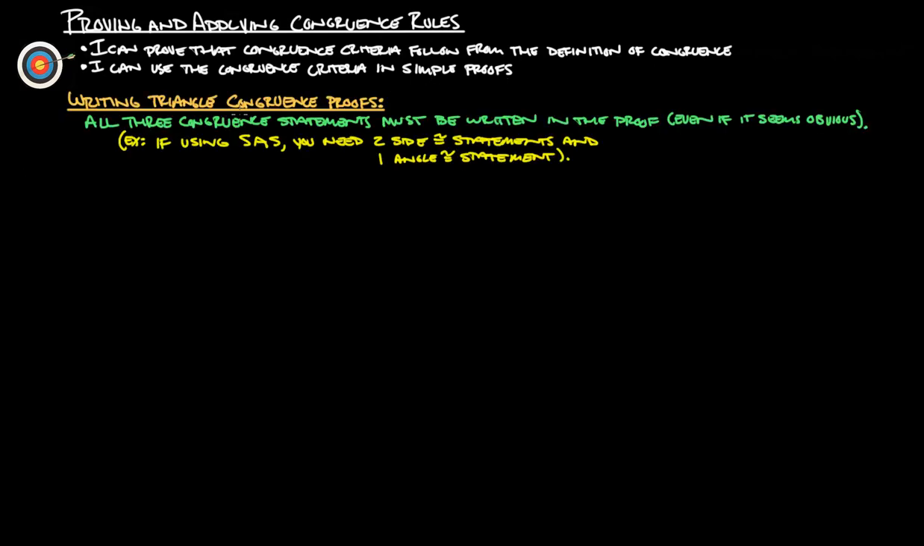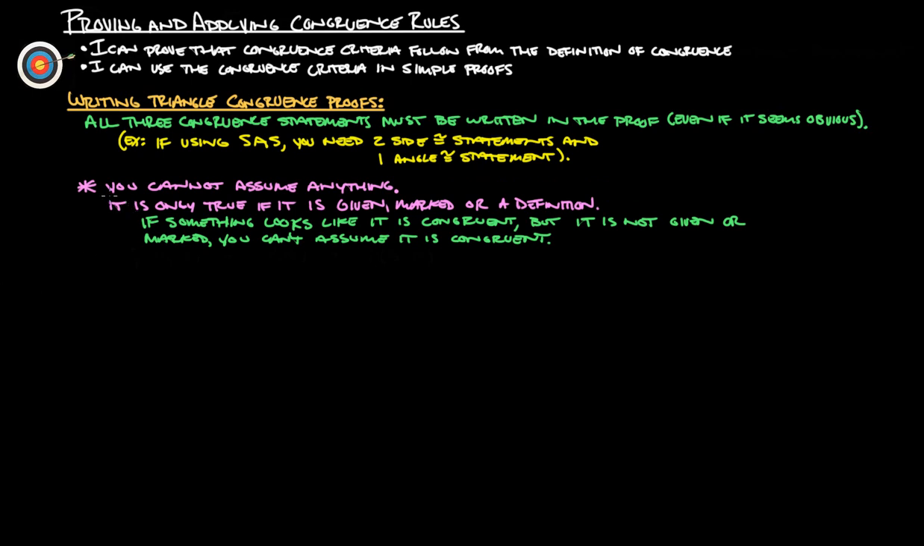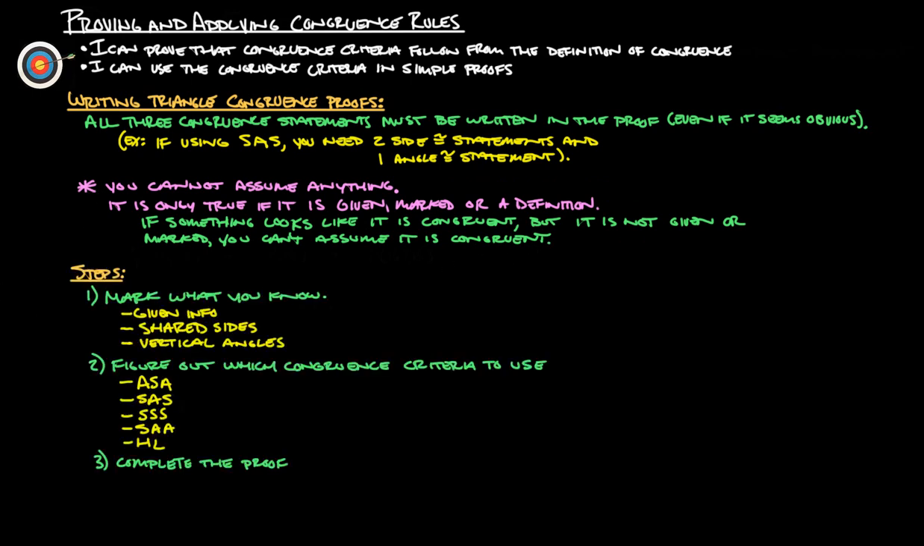Here's how we want to go about writing triangle congruence proofs. All three congruence statements must be written in the proof, even if it seems obvious. For example, if you're using SAS for side angle side, you need two side congruency statements, and one angle congruency statement. Now, very important, you cannot assume anything. It's only true if it's given, marked, or if it's a definition. If something looks like it's congruent, but it's not given or marked, you cannot assume that it's congruent. So that's very important.